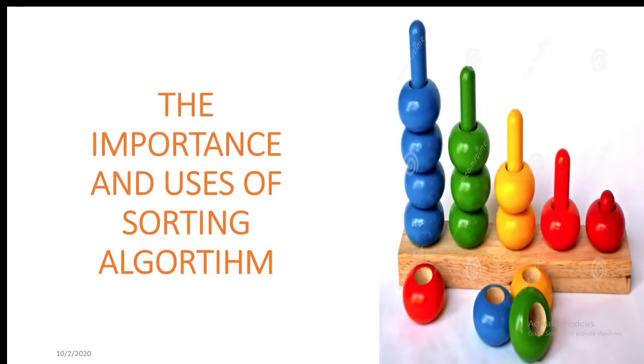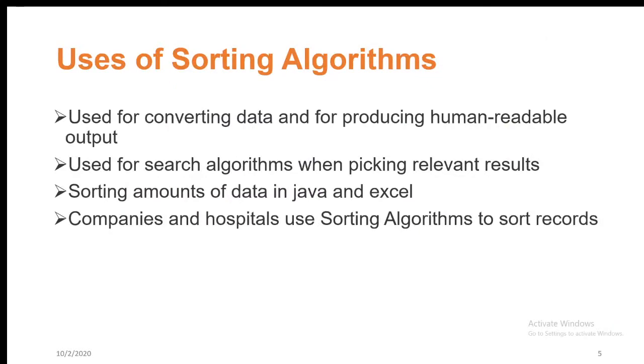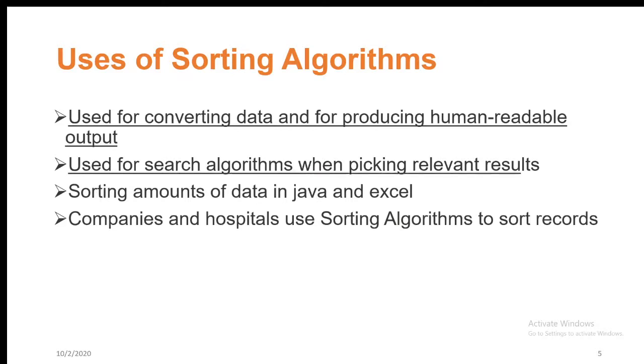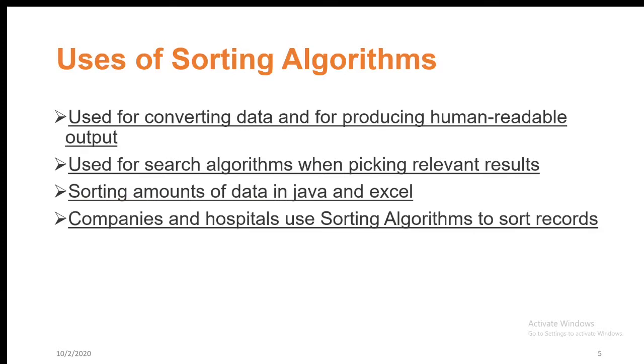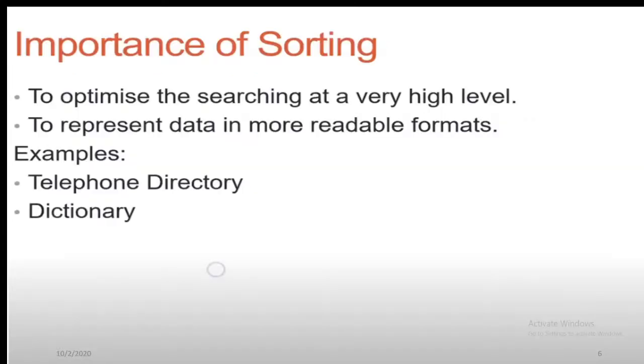Let's see the importance of sorting and uses of sorting algorithms. Here you can see some points. Sorting algorithms are used for converting data and for producing human readable codes. The second is that they are used in searching algorithms when picking relevant results. We usually sort data in Java and in Excel format. Companies and hospitals use sorting algorithms to sort records like patient records, employee records, staff records, and so on.